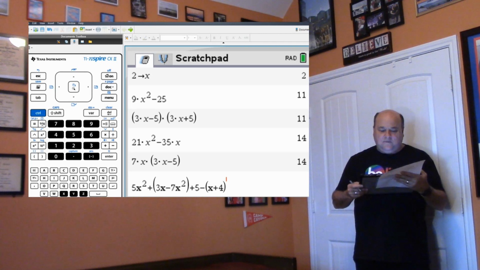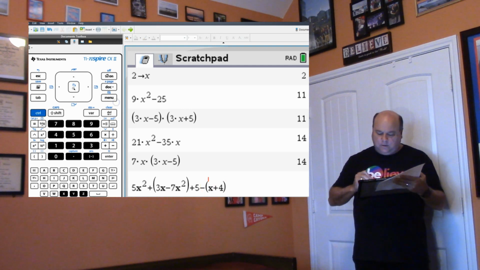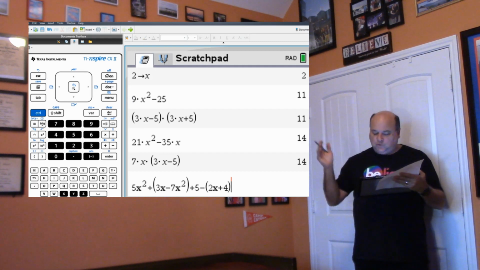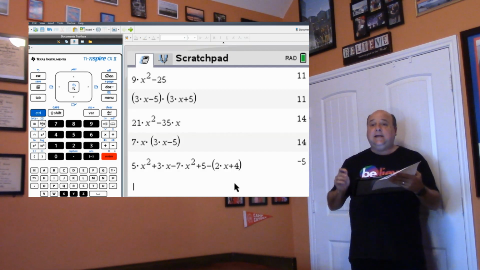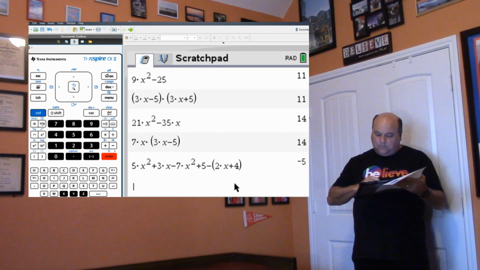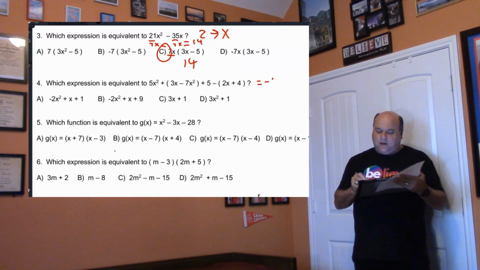Type it in right. 5x squared plus 3x minus 7x squared plus 5 minus, and I need a 2 right here, 2x plus 4. Okay, so I got the problem in, hit enter, and I get negative 5. So let's go to your paper, put equal negative 5 right here.